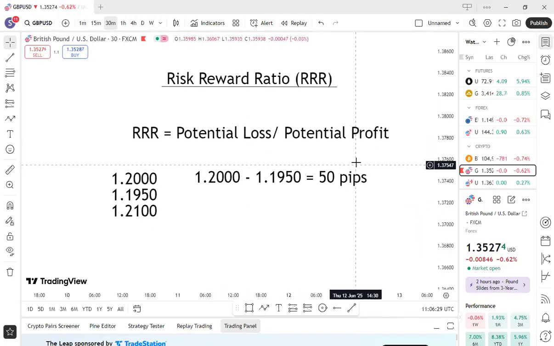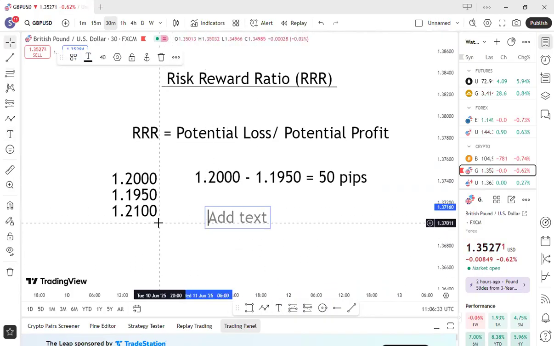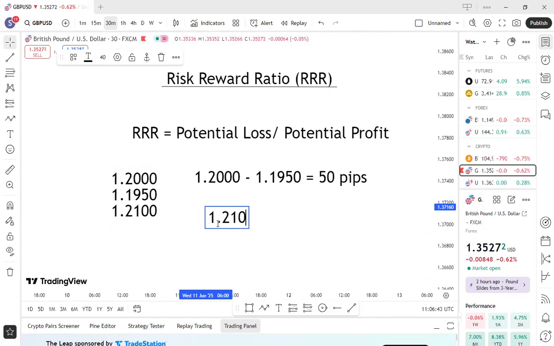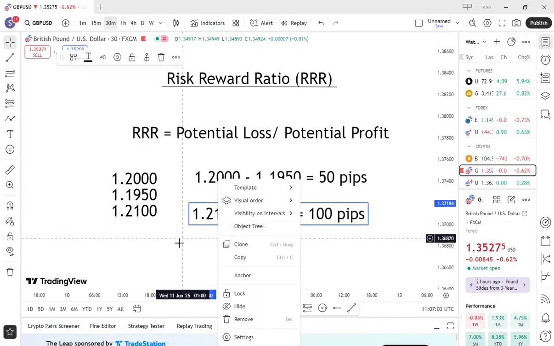So we'll be calculating our potential profit. How can we get our potential profit? We're going to be minusing our entry from our target. We're having our target at 2,100 and then we'll be minusing it by 2,000. So automatically we are having a value of 100 pips.